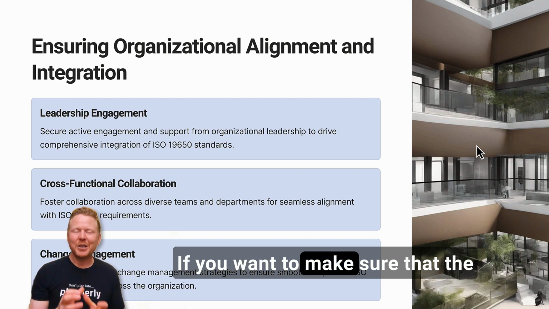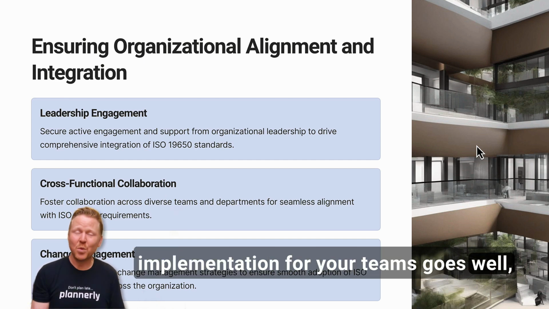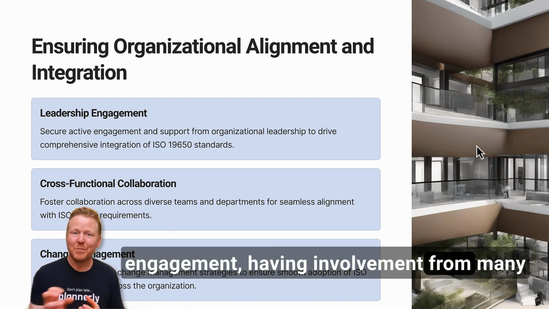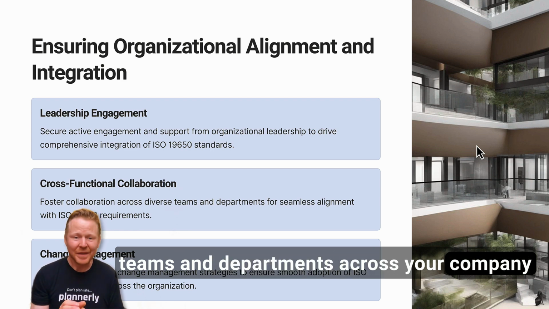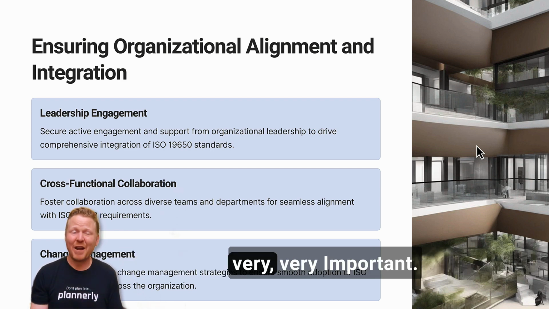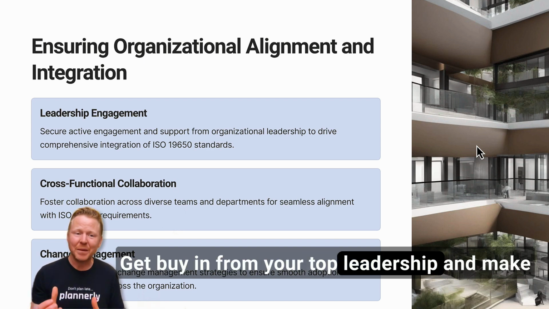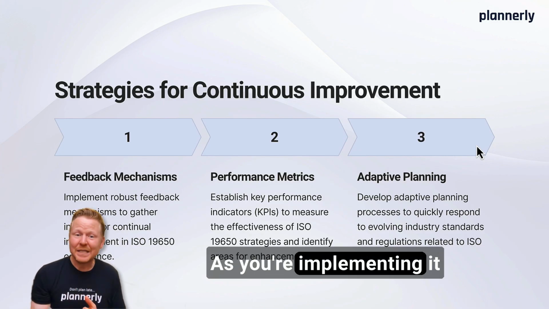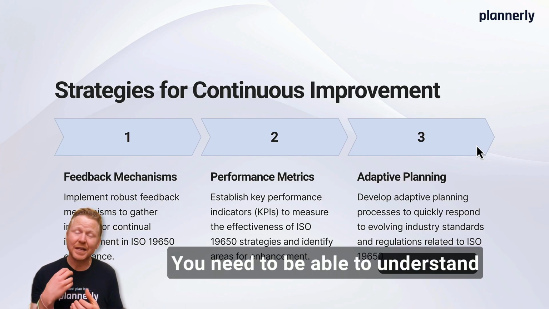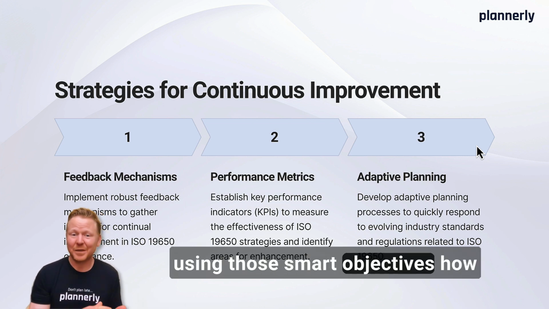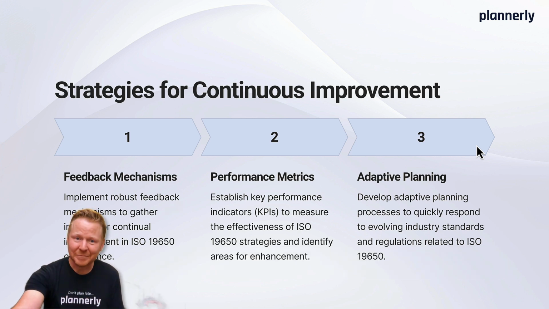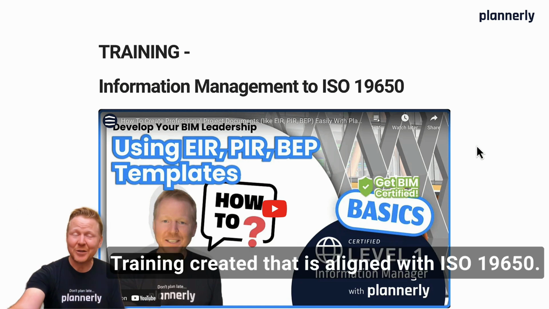If you want to make sure that the implementation for your teams goes well, it's all about getting leadership engagement, having involvement from many teams and departments across your company, and understanding the impact of these changes early. That is very, very important. Get buy-in from your top leadership and make sure that more people are involved and they understand the impact of that change. As you're implementing it, you need feedback mechanisms. You need to be able to understand, using those SMART objectives, how you're performing against them, measure it, and then adapt and plan accordingly.